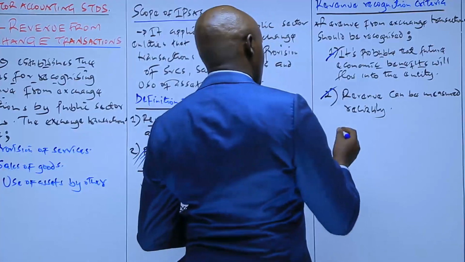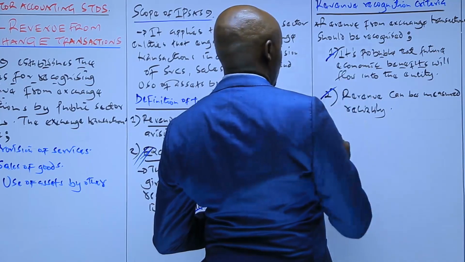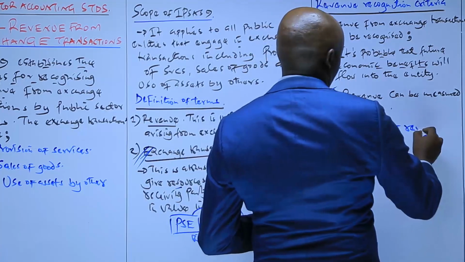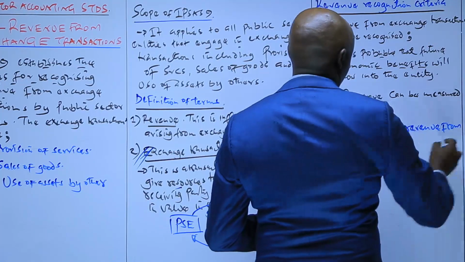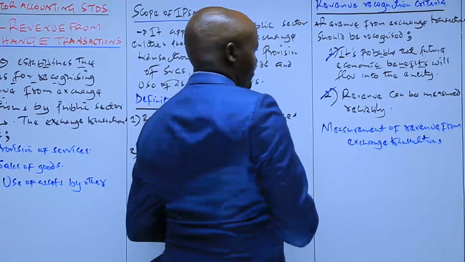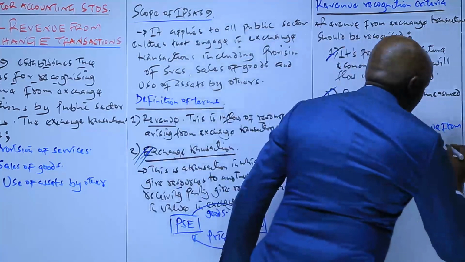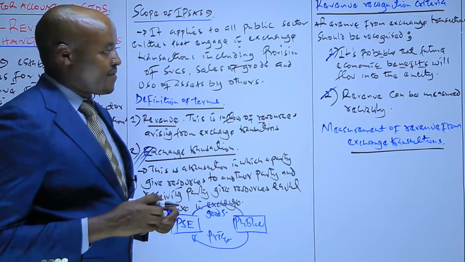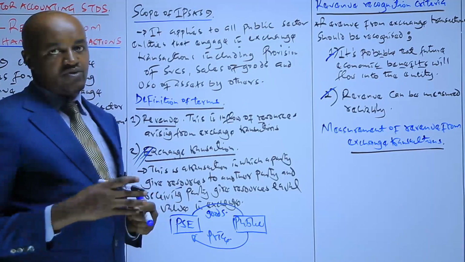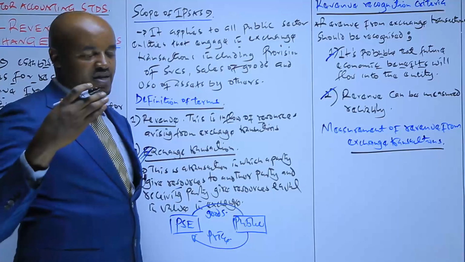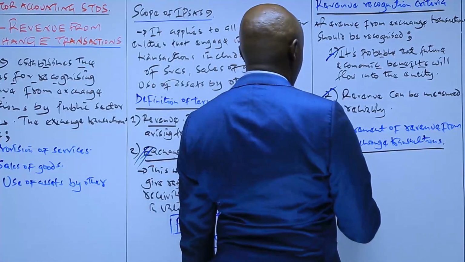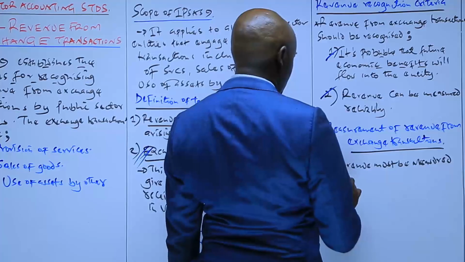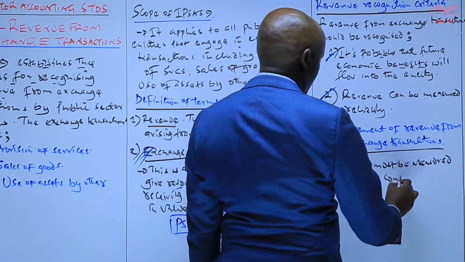And then finally, let's look at how the revenue from exchange transactions must be measured. We can look at the measurement of revenue from exchange transactions. The revenue from exchange transactions should be recorded in the books of account and also in the financial statements of the public sector entity at the fair value of the consideration which is to be received. So therefore, you can say revenue must be measured at fair value of consideration receivable.